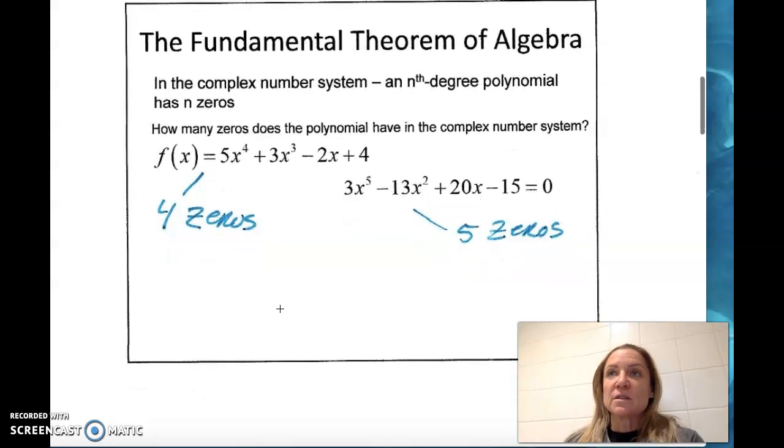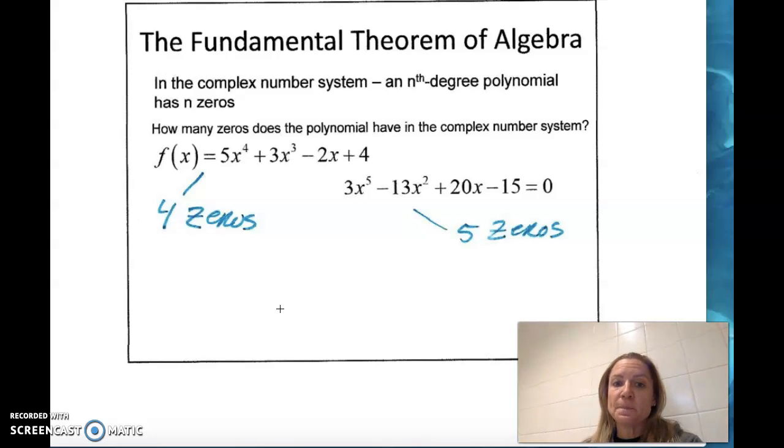So we're going to look at the first part called the Fundamental Theorem of Algebra. It's basically going to ask you how many zeros or solutions the polynomial has in the complex number system. And it's always going to be based on the degree. And the degree is when it's in standard form, meaning the largest exponent comes first.